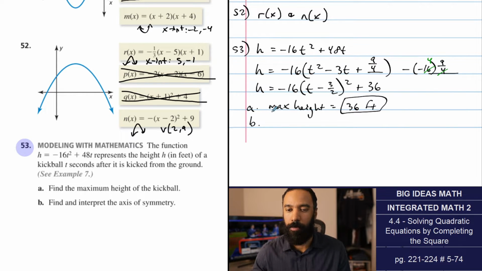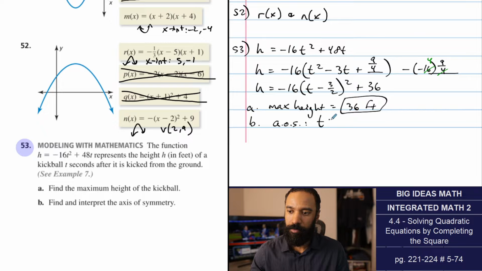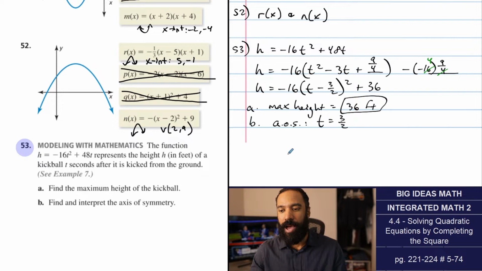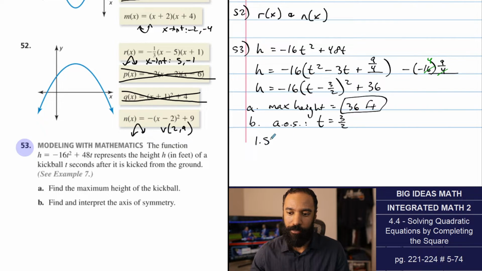Part B, find and interpret the axis of symmetry. Axis of symmetry is t equals 3 halves. Now, this means that 1.5 seconds after the kick, we reach maximum height.